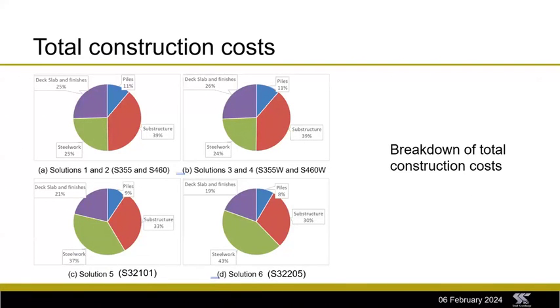These pie charts show the total construction costs of the bridge because clearly it's not just steelwork, there are foundations, there's the slab, all manner of other items. So you can see that for the carbon steel options, which are the top two charts, the cost of the steelwork was about a quarter of the total construction costs. And for the stainless steel bridges, which are the lower two, the material costs were higher, 37% to 42%, something like that.